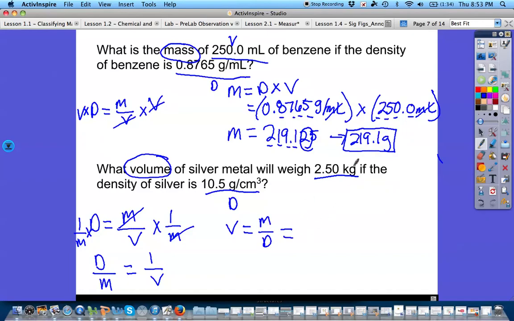The mass is 2.5 kilograms, but our density is 10.5 grams per cubic centimeter. So we need to convert the 2.5 kilograms to grams. We would move the decimal 3 places to the right, which would be 2,500 grams for our mass. So 2,500 grams divided by 10.5 grams per cubic centimeter.